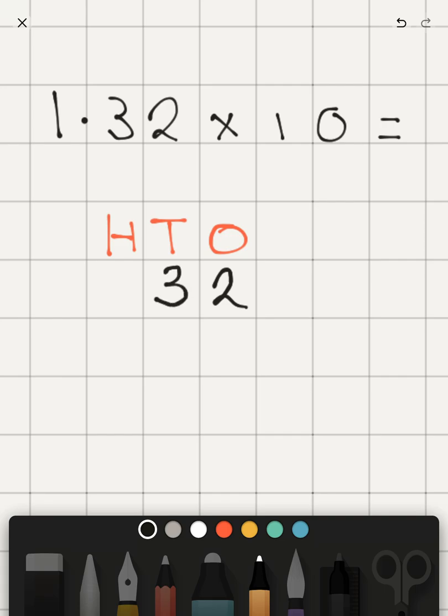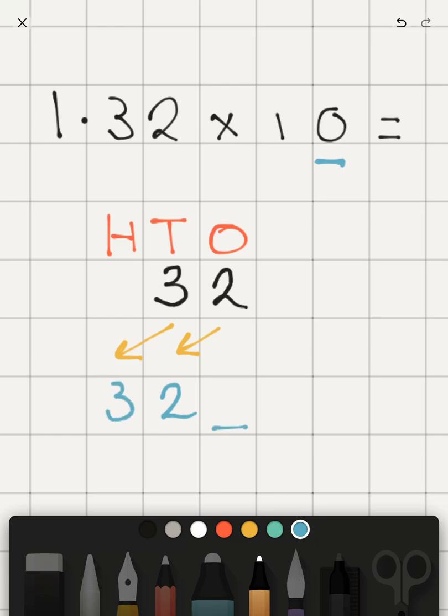And what we are going to do is we're timesing it by 10. So we need to look at the number 10 and see how many zeros it's got. It's got 1 0. So that means we are going to move our number across 1 spot. Okay, so the 2 moves into the tens column and becomes 20. Our 3 moves into the 100 columns and becomes 300.